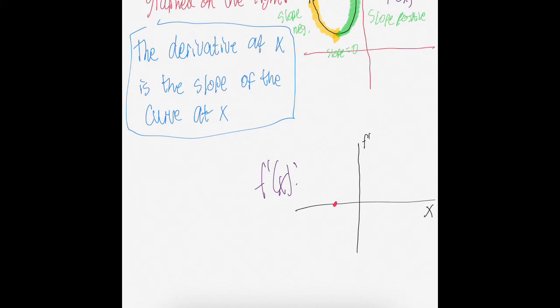So f prime at this particular x value where the red dot is 0, so that's why we're on the x-axis there. Now to the left of that, I see that I am below the x-axis, and to the right of that, we are above the x-axis.